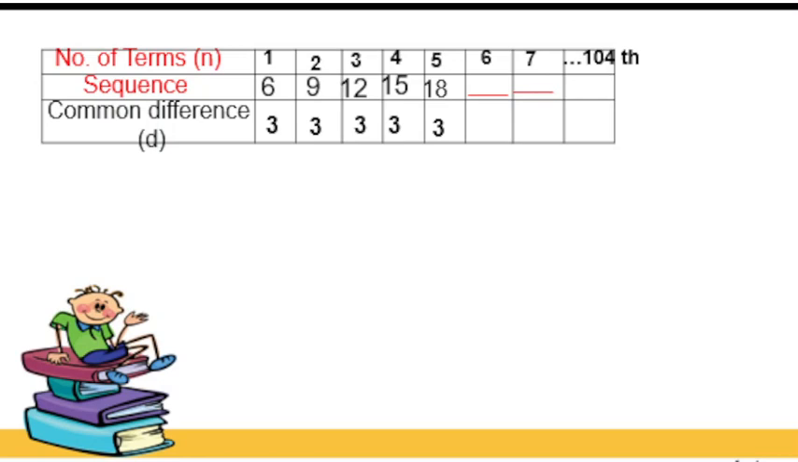Since the common difference is 3, the nth rule is 3, which is the common difference, multiplied by the n. Now let's check if we are able to get 6. Again, if n is 1, 3 times 1 is 3. So is the equation correct, or is the nth rule correct?